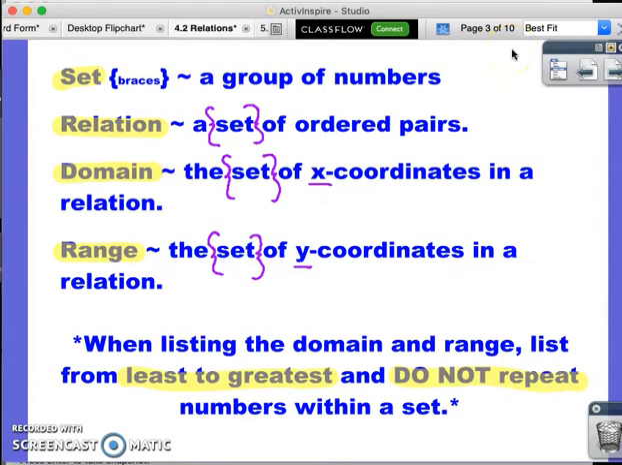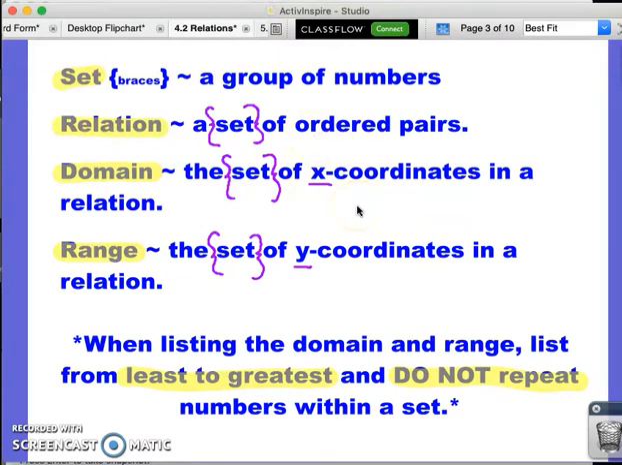Okay, so part of our notes to start. A set is just a group of numbers, and you're going to put the group of numbers in braces. They're these little guys right here. A relation is going to be a set of ordered pairs. A set of ordered pairs.